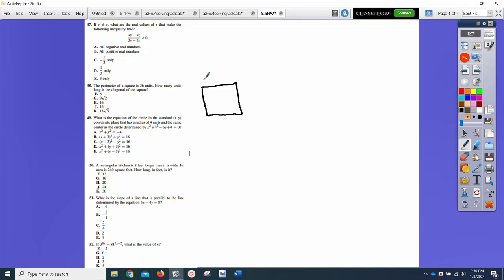Now, perimeter is the distance around, and squares by definition have 4 congruent sides. So I think in my head, 36 divided by 4 is 9. I know that each side must be 9. Now they want to know the length of a diagonal.